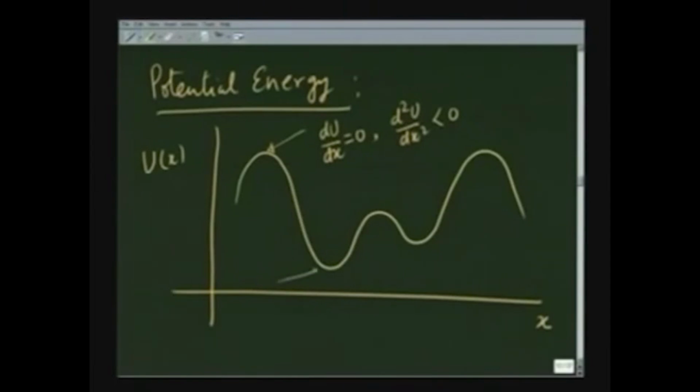There is this point where I have du/dx equal to 0, and this is a minimum, and therefore d²u/dx² is greater than 0. At this place du/dx is less than 0, on this place du/dx is greater than 0. So, let us look at these 4 points and see what I can say about them.